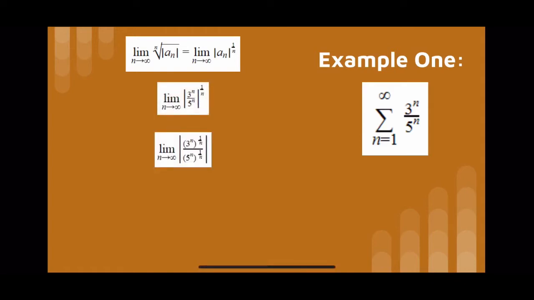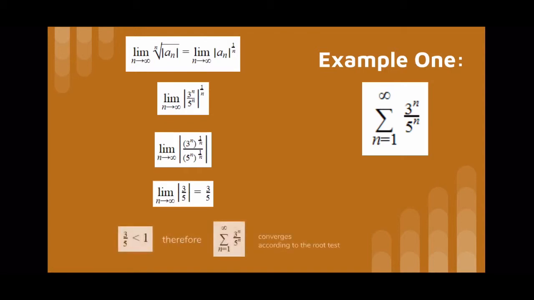Then I simply plugged in my series for a sub n and distributed the exponent 1 over n to both the numerator and the denominator. I was able to simplify and cancel out both n's because they were being multiplied together. Then my final answer came out to be 3/5. In order to evaluate the outcome of this example, I see that 3/5 is less than 1. Therefore, the sum of 3 to the n over 5 to the n from 1 to infinity converges according to the root test. Let's go ahead and do another example.